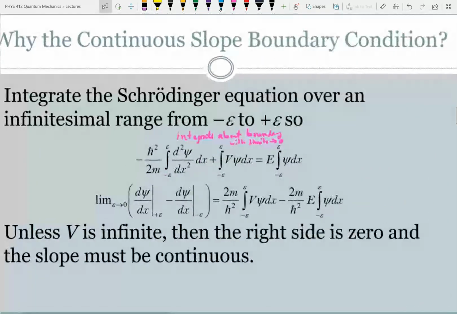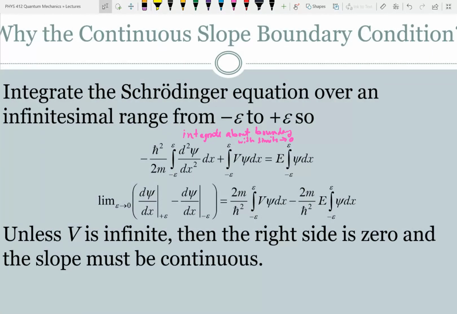So under normal circumstances, if psi is continuous, which it has to be, then this integral is going to be 0 because it's the integral of a continuous function over vanishing limits. And if the potential function is continuous, then this one here is also going to be 0. But our case was special. Our case was that the potential function was a delta function. The delta function is infinite at that boundary.